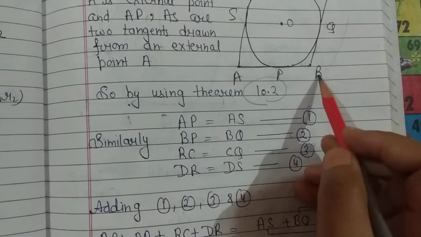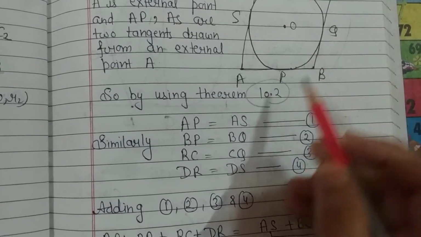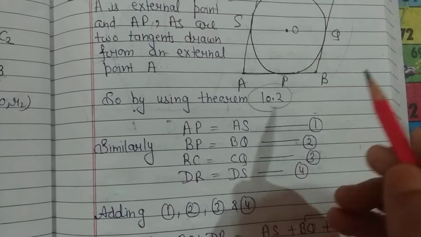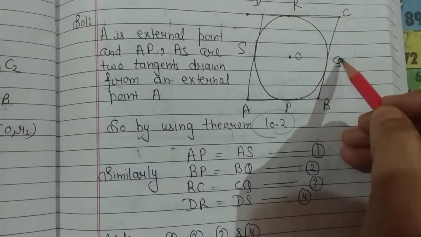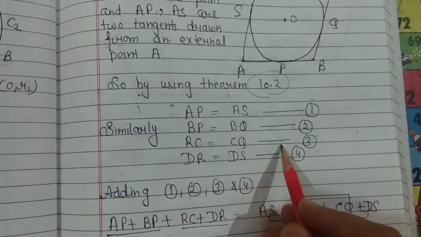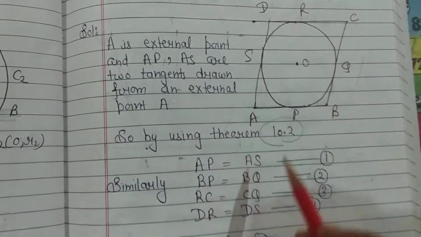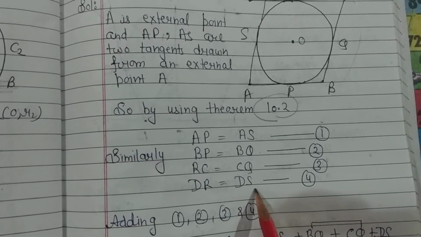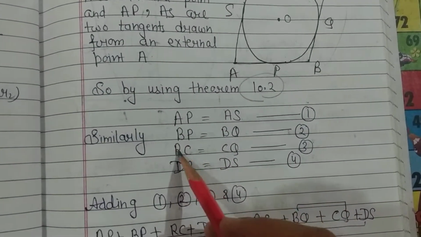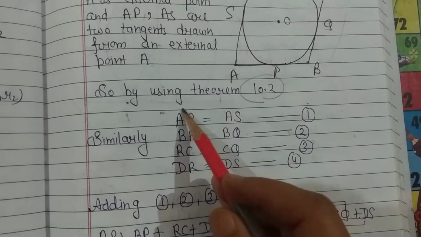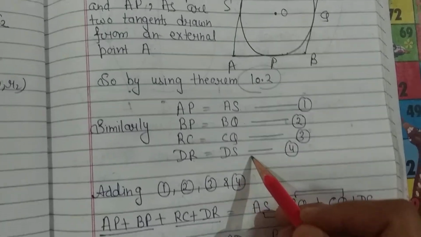Similarly, if B is the external point, we can write BP is equal to BQ for the second equation. C is the external point, CR is equal to CQ. This will be the third equation. And from here DR is equal to DS. This is the fourth equation. Now please note that you will write AP, BP, RC and DR on the left side and AS, BQ, CQ and DS on the right hand side.